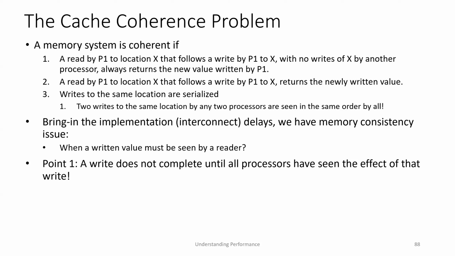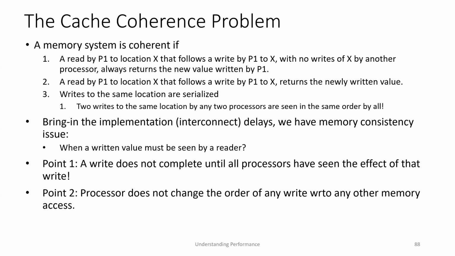write. Meaning, if one processor has updated the value, all the other processors, if not the updated value, at least should know that the value has been updated. So that's what a coherent system should do. The second point is the processor does not change the order of any write with respect to any other memory access. Okay, so this is the consistency part.